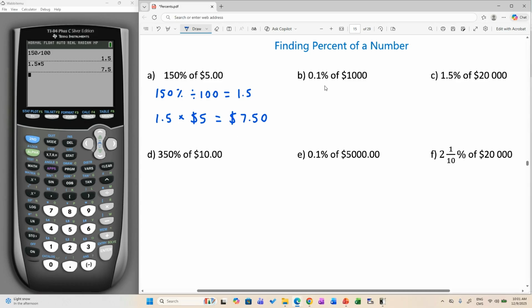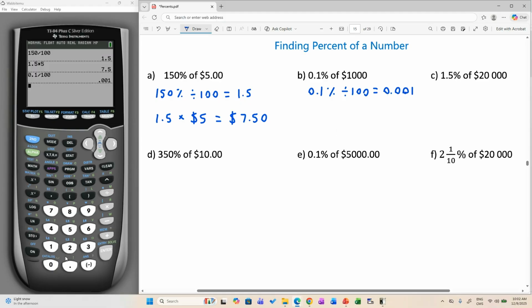Now let's do B. I have 0.1% of 1,000. So once again, I start by typing in 0.1. This is my percentage. I'm going to divide it by 100 to get my percentage as a decimal. So I'm going to write 0.1% divided by 100, and I'm going to get 0.001. And this answer is my 0.1% as a decimal.